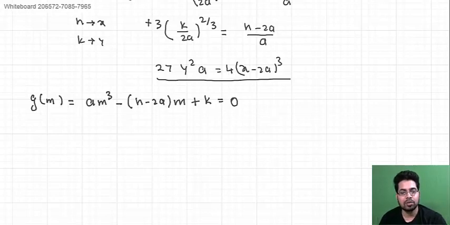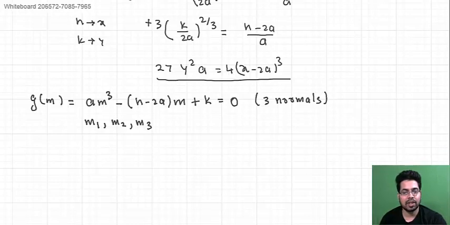Now if I'm talking about three different normals, that means obviously I'm talking about the real normals. So we are going to have three distinct normals. That means we are going to have three distinct roots of this cubic. Let's say m1, m2 and m3. We are going to have three distinct roots.